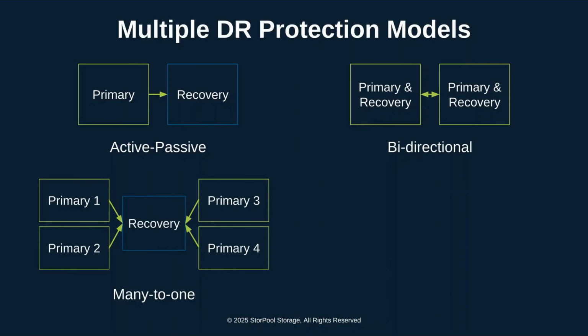Our many-to-one option is popular with a number of our customers who are looking to save money. As you can see here, I have 4 primary data centers. I could protect all of those through some sort of bidirectional or active-passive recovery, but that would require doubling the number of data centers. So in this case, I'm replicating all of the snapshots from all 4 data centers to a single recovery data center. So rather than doubling the number of sites I need, I only add 1 additional. This is very popular because of its cost effectiveness.